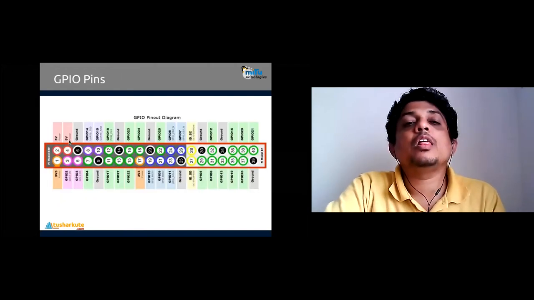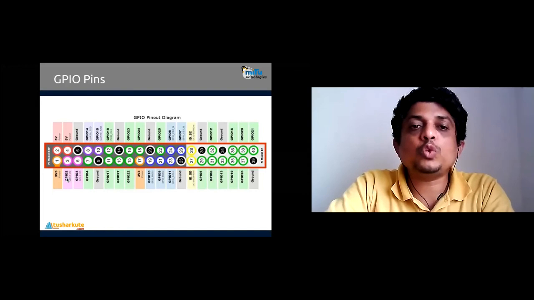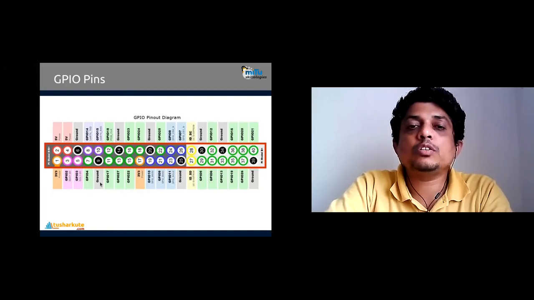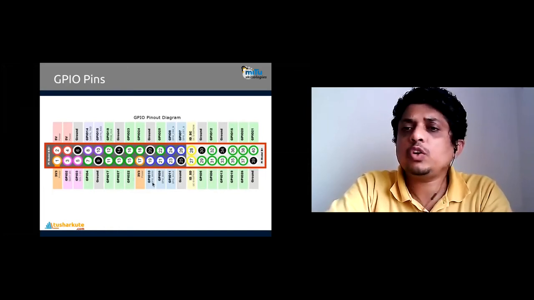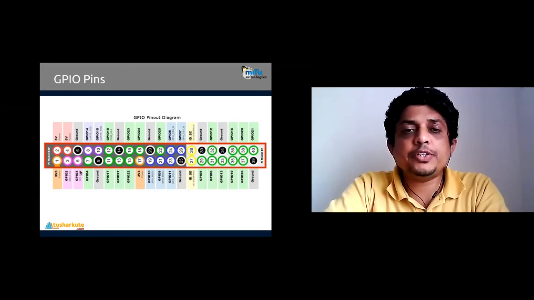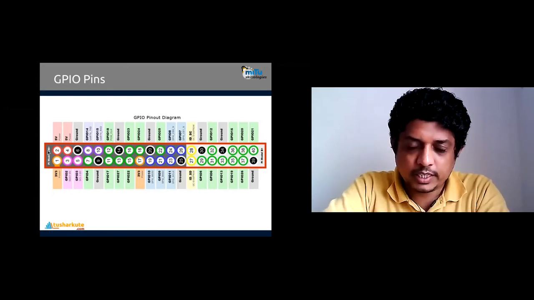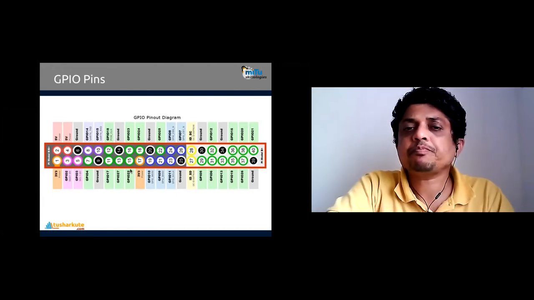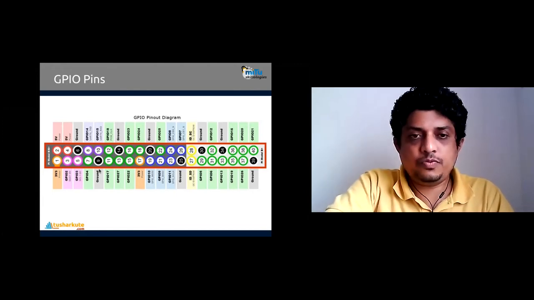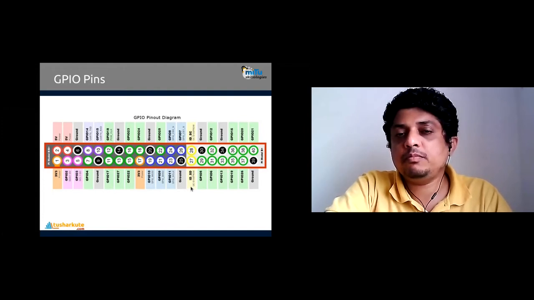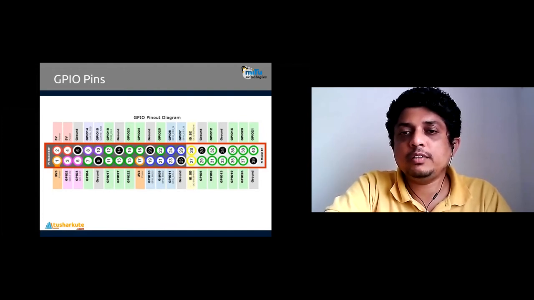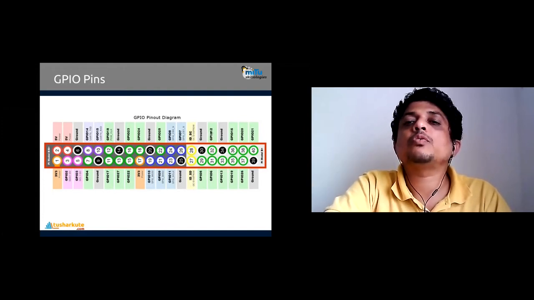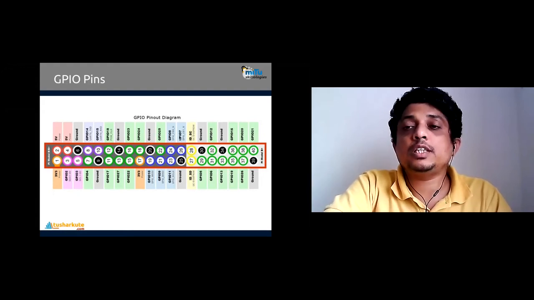Like, see, GPIO 2, GPIO 3, 4, 17, 27, 22, they are not in sequence. These are the BCM numbers. And the inner ones are the board numbers, the physical pin numbers. The outer ones are on the BCM. Okay, 22, 9, 5, 6, like that, 12, 16. These are the BCM pin numbers.